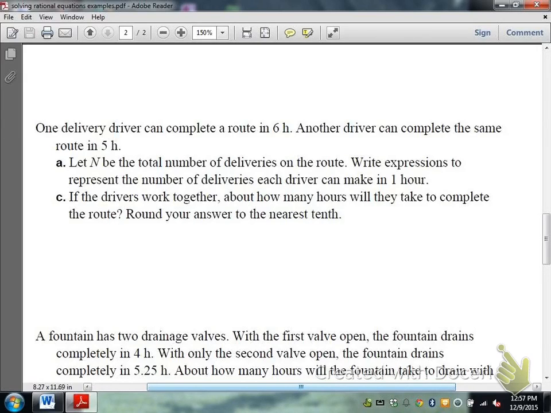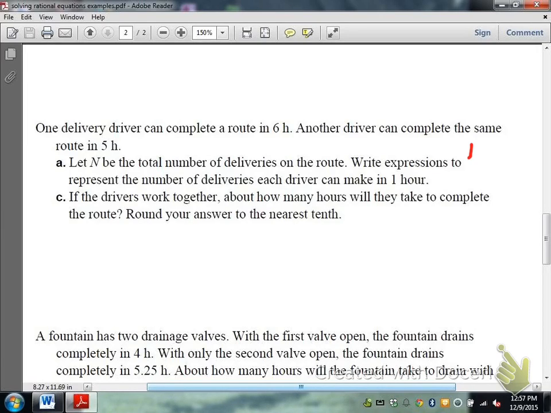So, write expressions to represent the number of deliveries each driver can make in 1 hour. Guys, how many deliveries are there? 2. N. How many hours does the first driver take to complete the route? 6. What's his expression?